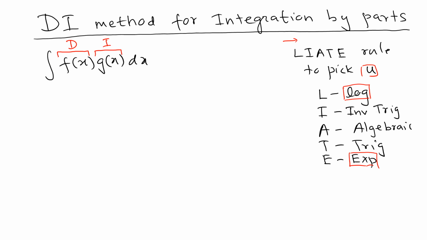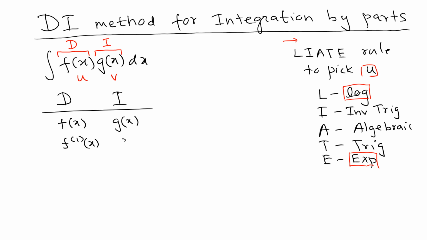And then we make this table. This is called a DI table. We put the f(x) function on this side, whatever we pick as the u term, and the other one is the v term, the I term. Now we take the derivative of the first term, which we can write as f'(x), and then we take the integral of the second term, which we can write as g with negative 1 for the integral. Then keep going: take the second derivative and then the second integral, negative 2.